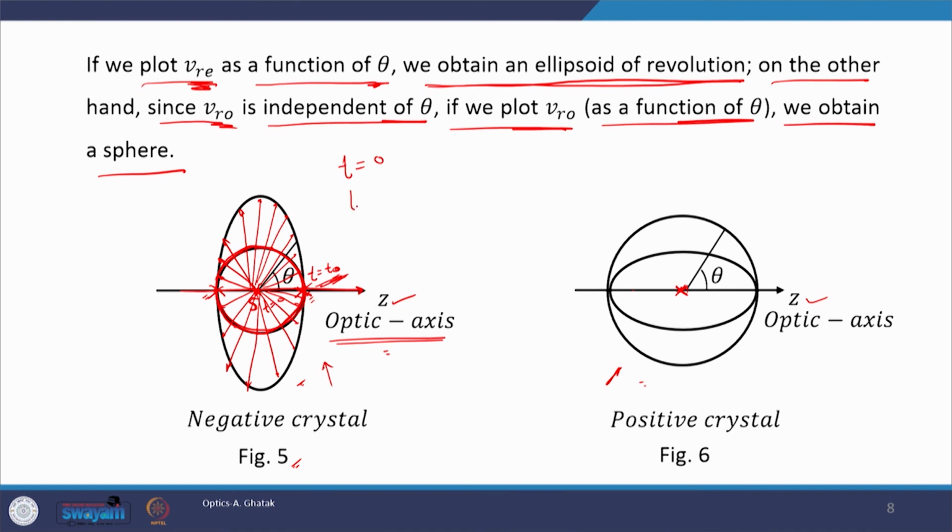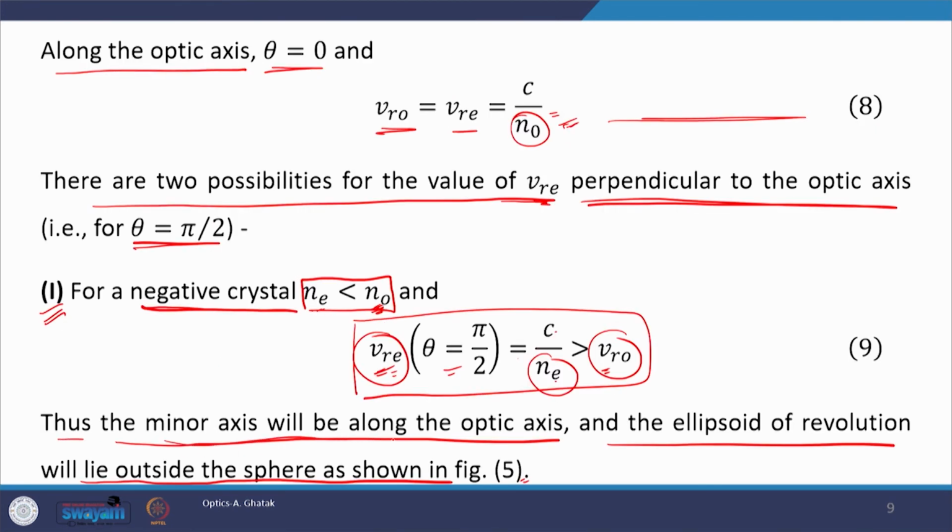The light starts at t = 0 and the snapshot is taken at t = t0. During this time interval, both E and O rays travel some distance, and if we draw an envelope over these distances, then for the O ray we get a sphere, while for the E ray we get an ellipsoid of revolution. Since the E ray is travelling faster, the ellipsoid of revolution would be outside of the sphere, and since along the optic axis the two velocities are the same, the sphere and the ellipsoid must touch along the optic axis. Therefore, in a negative crystal the minor axis of the ellipsoid must be along the optic axis, and this is what is written here. The minor axis will be along the optic axis and the ellipsoid of revolution will lie outside the sphere as shown in the figure.